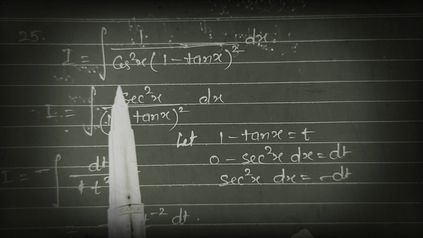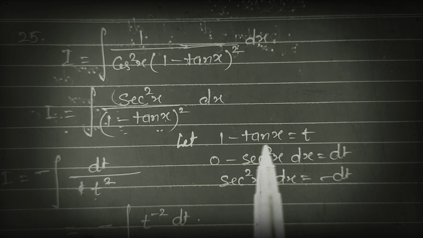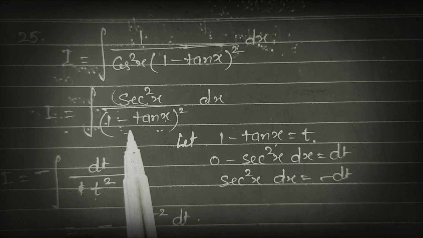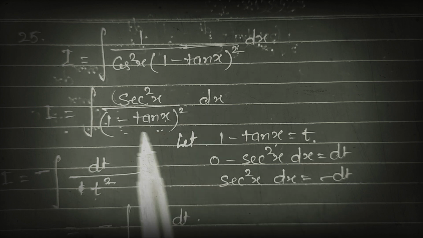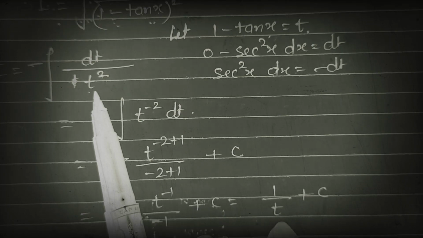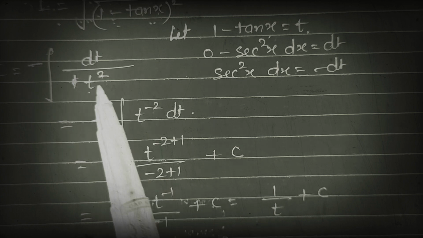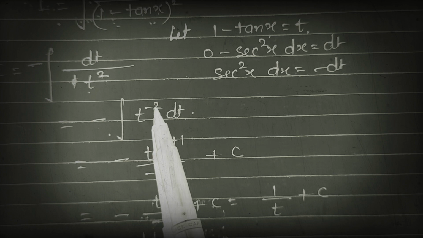So this part is minus dt and we can take this as t because we have taken 1 minus tangent x as t. So it is t square, and what will come on top? Minus dt. So minus of t raised to power, it is 1 upon t square. 1 upon t square we can write as t raised to power minus 2, because if the function goes to the numerator, the power will be negative. So t raised to power minus 2.